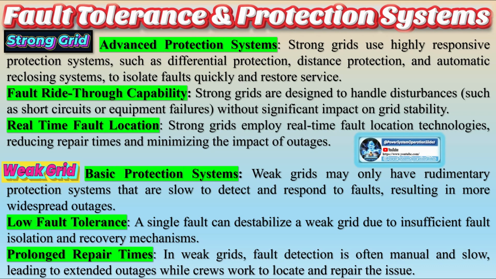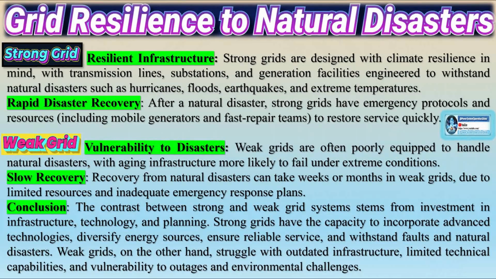Strong grid systems invest heavily in the latest technology and materials for building power plants, transmission lines, substations, and distribution systems. They use advanced high-voltage lines such as HVDC for long-distance transmission, which significantly reduces losses and can carry large loads. Strong grids have well-funded and organized maintenance schedules, preventing failures through regular checks and preemptive repairs.